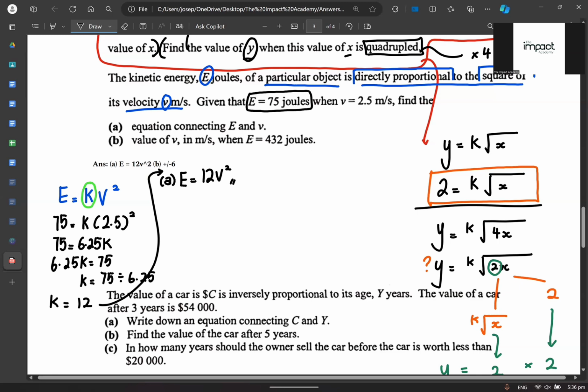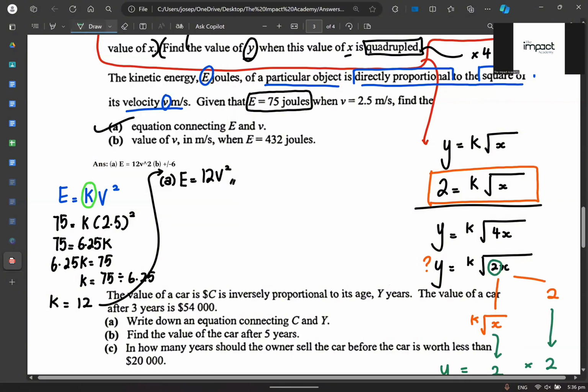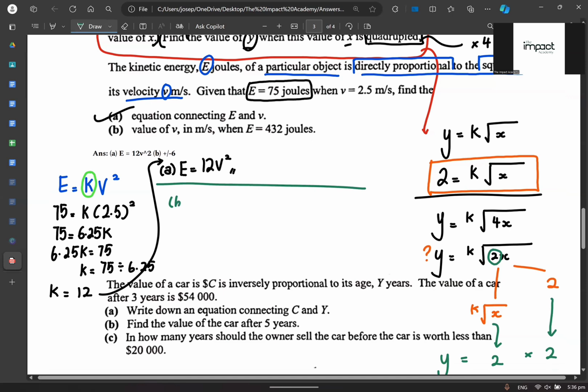Simple? Okay. You have to remove the brackets. Now, once I'm done, I will do the next one, which is B, right? So now my job is to, again, use back the same equation, right? Now your job is to substitute. What do you want to substitute?